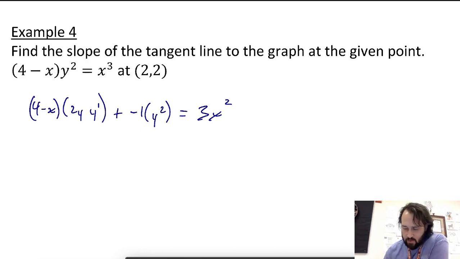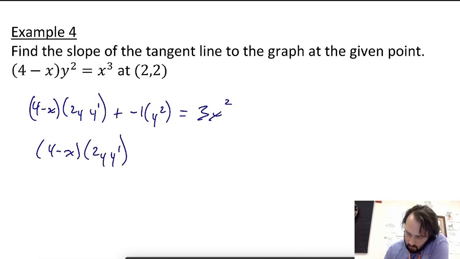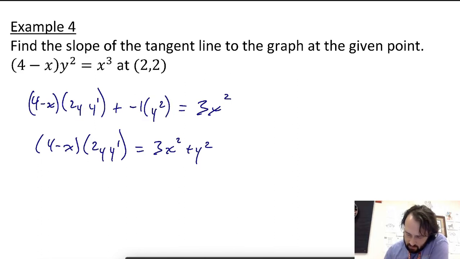Now the nice thing here is you don't necessarily have to solve for the derivative once you get more comfortable with these things. You can put all the numbers in first and then solve for the derivative, but I'm going to show you guys the way of solving for the derivative first, just so you are more comfortable with it. All right, so 4 minus x, 2y, y prime, and then I'm going to add that negative y squared over, so I have 3x squared plus y squared, divide by the 4 minus x, and the 2y. Why not do it all at the same time?